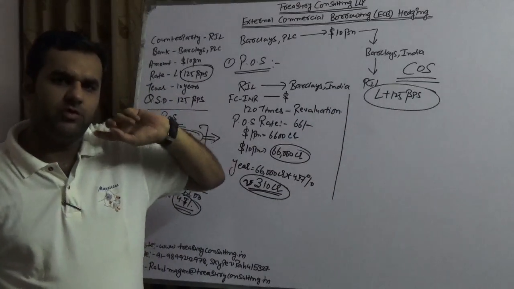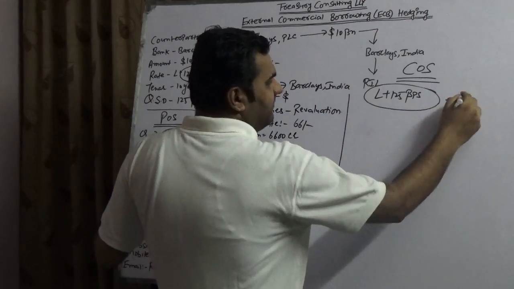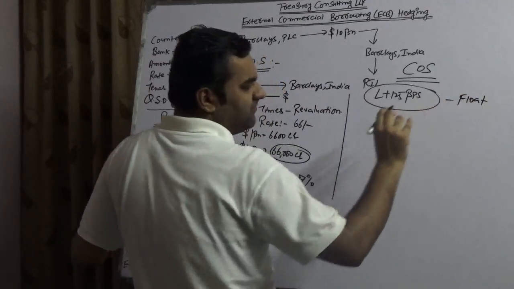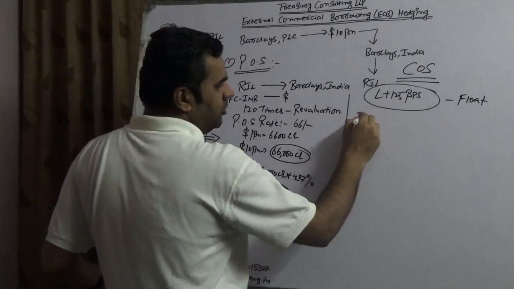So ultimately what we are doing in the coupon only swap is, this is the floating, and we need to convert this float into fix. How can we do that? So this is nothing but a float to fix swap.